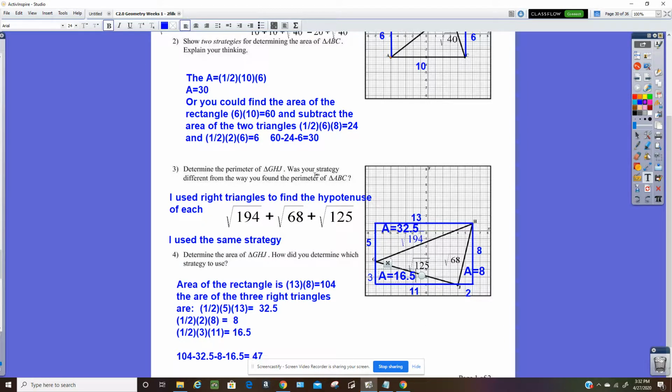But just the overview of how to do these, I would use the rectangle method. Use Pythagoras to find the sides of these triangles, and then to find the area, take the area of the rectangle and subtract out the triangles. To find the perimeter, just add the sides up after you use Pythagoras. Or you can use the distance formula to find each of these, but I think that's a little bit more work.